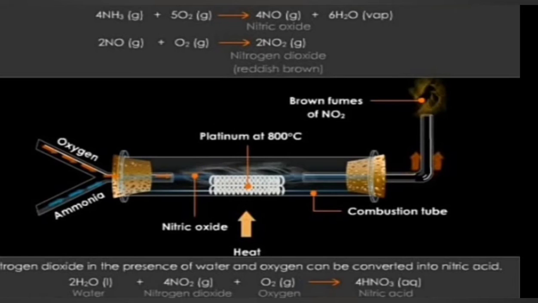Then comes the absorption of nitrogen dioxide in water. Now further, we dissolve nitrogen dioxide in water so that we get our product, which is the reverse of the decomposition of nitric acid. When we heat nitric acid, we get the products as water, nitrogen dioxide and oxygen. So here we'll do the reverse of the decomposition: we'll mix nitrogen dioxide, water and oxygen to get nitric acid.